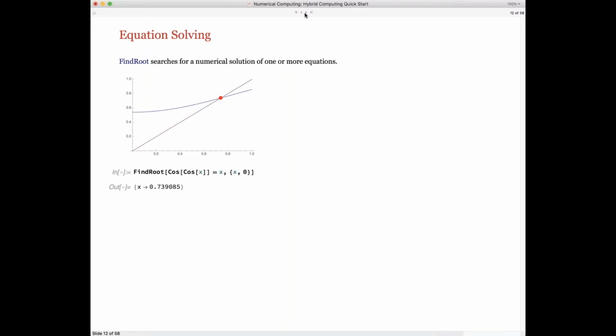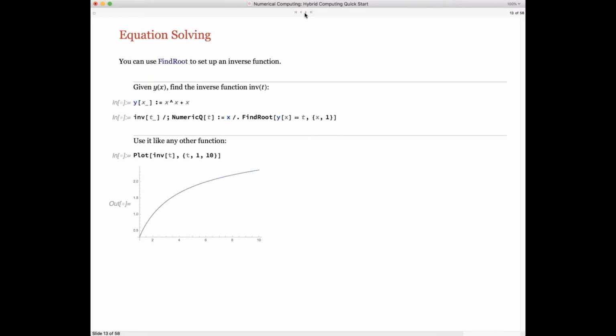One important application of FindRoot is setting up numerical inverse functions. Given the definition of y of x, how can we find x of y? We can define a new function, inverse of t, where each value of t numerically solves the equation y of x equals t. The resulting function can be used as any other function in Wolfram language. Each point on this plot involves one call to FindRoot.